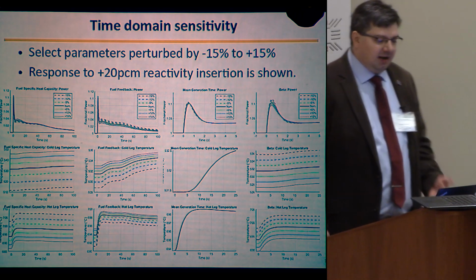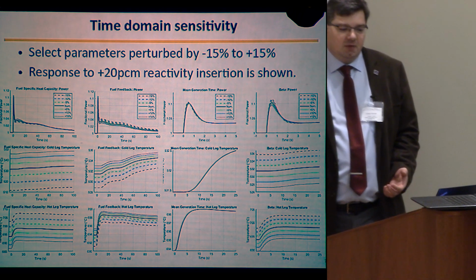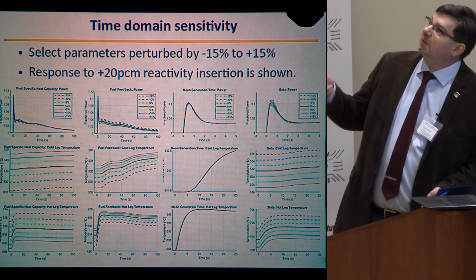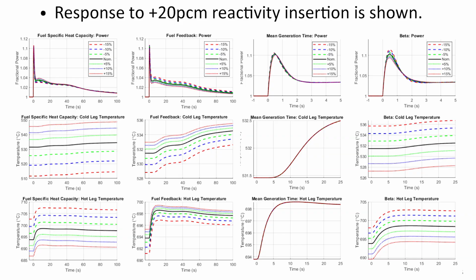So that's why using these models for safety analysis is useful. Now here you see that we have perturbed select parameters by plus minus 15%, and how the system responds to plus 20 ppm reactivity under those perturbations. I won't go into it in detail, but you see that some of them have no effects, whereas others have large effect. So if you apply this to some transient, which may have safety implications, we can nail down what we are interested in.